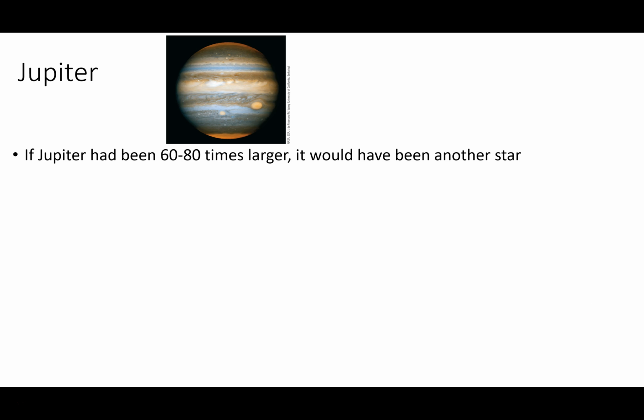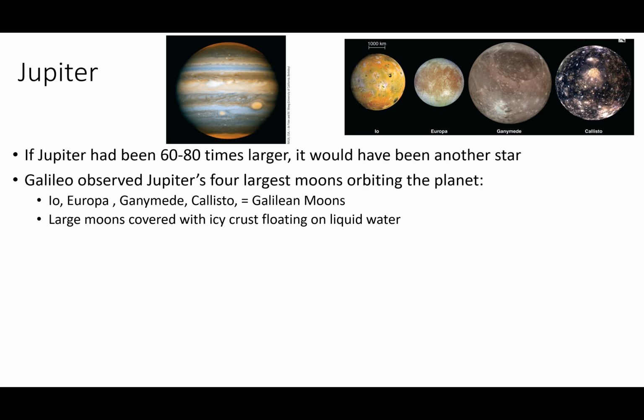Jupiter. So we did the lab this week, and hopefully you have a sense for how big Jupiter is relative to Saturn, Uranus, and the terrestrial planets. Jupiter's the big guy, but Jupiter's not nearly as large as the Sun. It would have to be 60 to 80 times its size now to have been large enough to be its own star. We'll talk about the formation of stars.